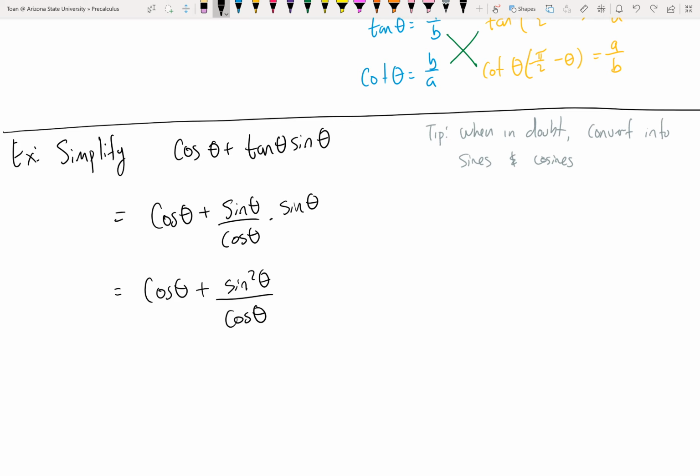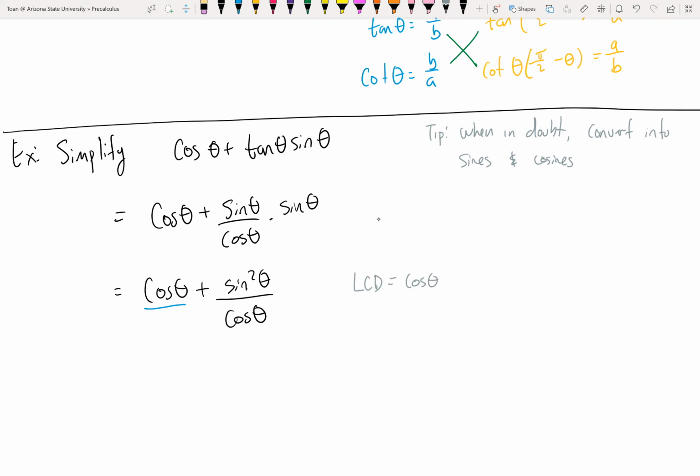What are we doing here? We are adding fractions, right? We have cosine over 1 plus sine squared over cosine. We have a non-fraction plus a fraction. How do you add fractions? You've got to find the LCD. So hopefully here we can see that the LCD is just cosine theta.